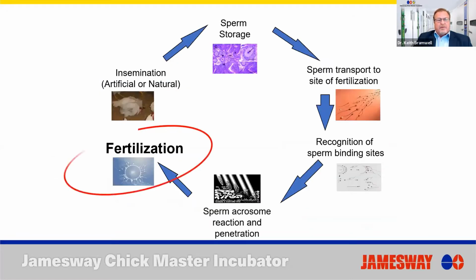When we look at the fertilization process, there are a number of factors in play. First, of course, we have to have insemination, whether artificial or natural, and both are actually utilized depending on what part of the world you're in and what type of birds you're using. But that insemination has to be successful. Then the sperm is stored, transported to the site of fertilization, and has to recognize binding sites, and then we have successful fertilization, and that's where embryo development starts. However, there are some factors that affect that newly fertilized egg and the embryo development long term, and we'll talk about that later.